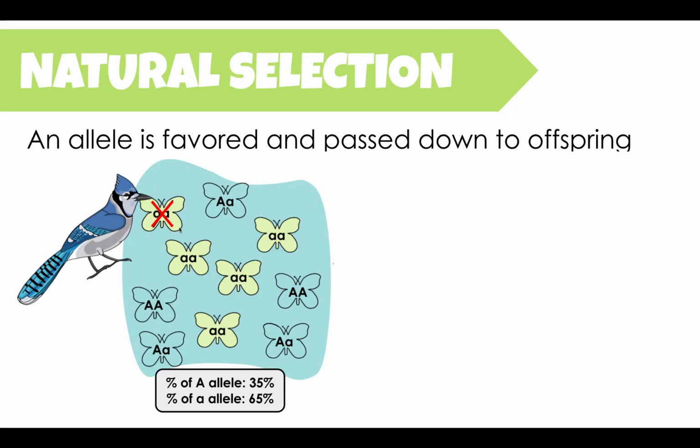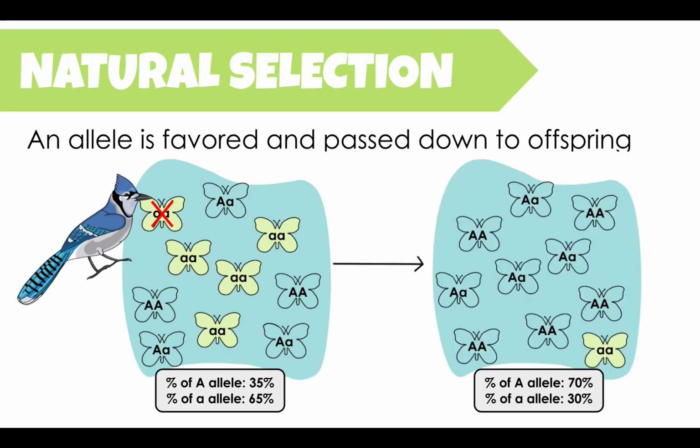So because of natural selection through time, we see that there's been a change in allele frequency. The percentage of dominant big A alleles is now 70%. The percentage of little a recessive alleles is now only 30%. Okay, so that would represent a change in allele frequency. So evolution is occurring. We are changing that population over time.